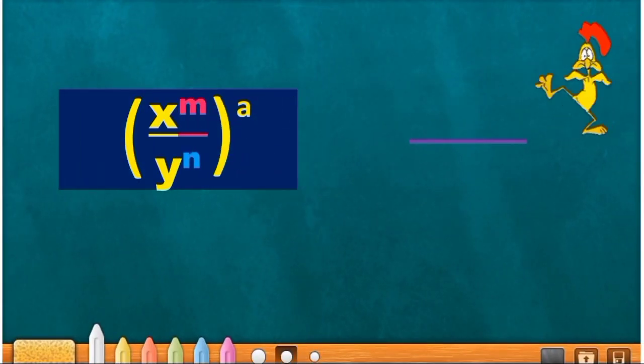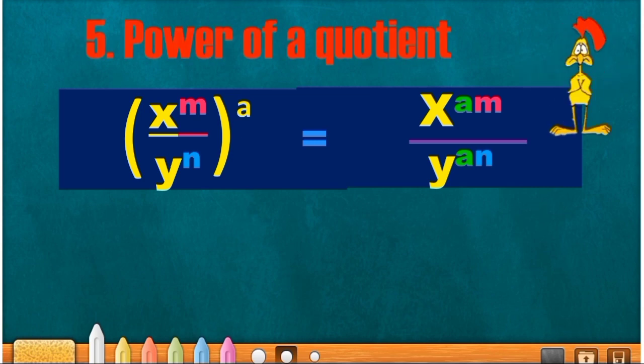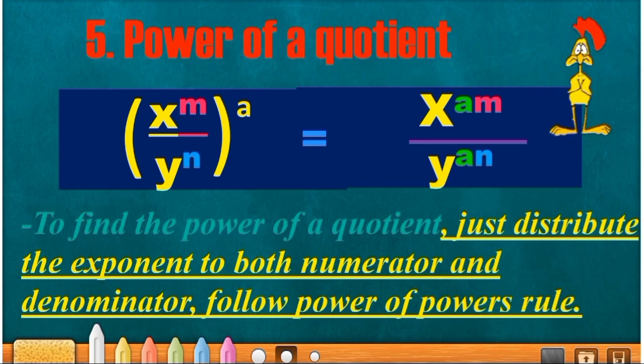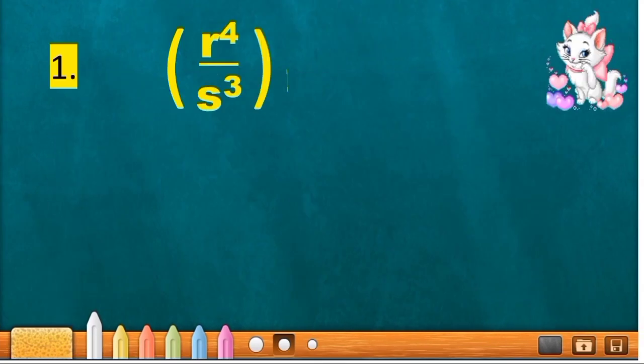Okay, next we have x raised to m divided by y raised to n raised to a. So, this is called as power of a quotient. To find the power of a quotient, just distribute the exponent to both numerator and denominator and follow the power of powers.